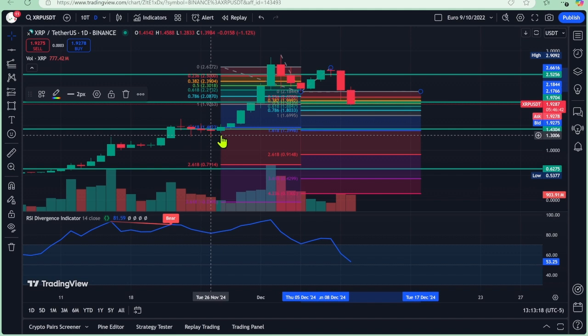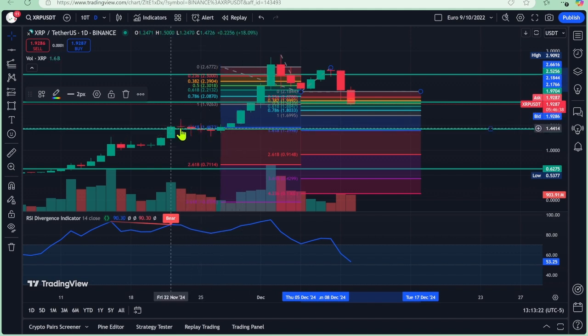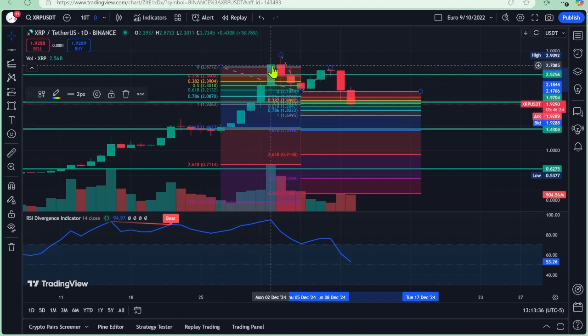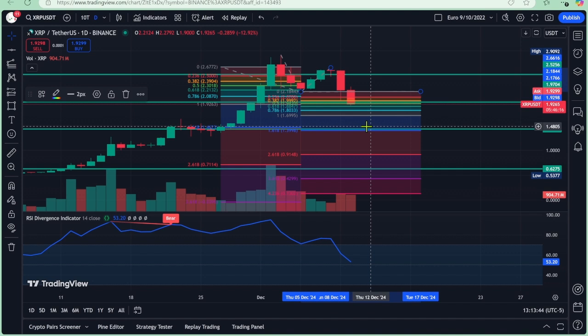Well, on the way down, it will find congestion there again because there was a lot of tug of war going on, and it was a very small, tight market, which means the buyers and the sellers were evenly matched until the buyers were able to break out, and then we saw that last 5-wave extension. So if price continually falls, it is highly probable for it to get back down into this area.